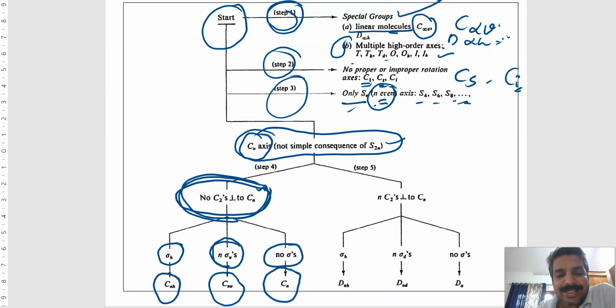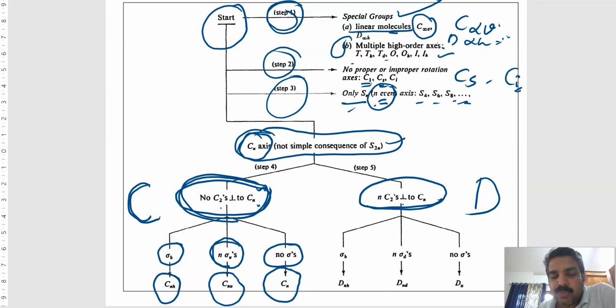And if there is an Sn axis and there are n C2 perpendicular to Cn, it belongs to the D category. This is the C category: no C2s perpendicular to Cn. n C2s perpendicular to Cn is the D category. In the D category, if there is a sigma h plane, then the point group will be Dnh. And if there is no sigma h but there are n sigma d's, then the point group will be Dnd.